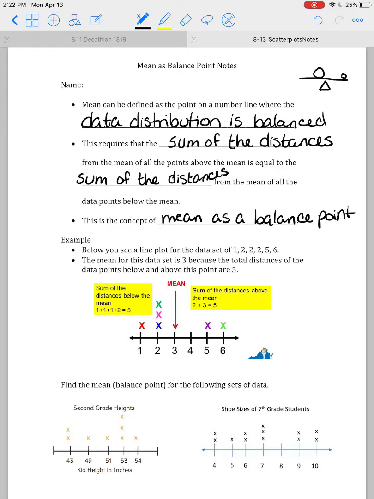So if we look at the example below, we have a line plot. What a line plot does is it's kind of like a tally table, but instead of putting tally marks, we put X's. So let's say that this chart represented the number of siblings that people had. This shows that one person only has one sibling, 3 people had 2 siblings, 1 person had 5 siblings, and 1 person had 6 siblings.